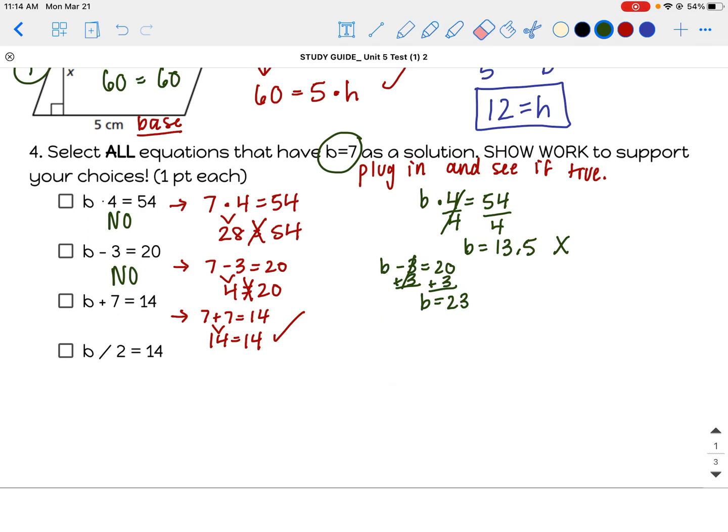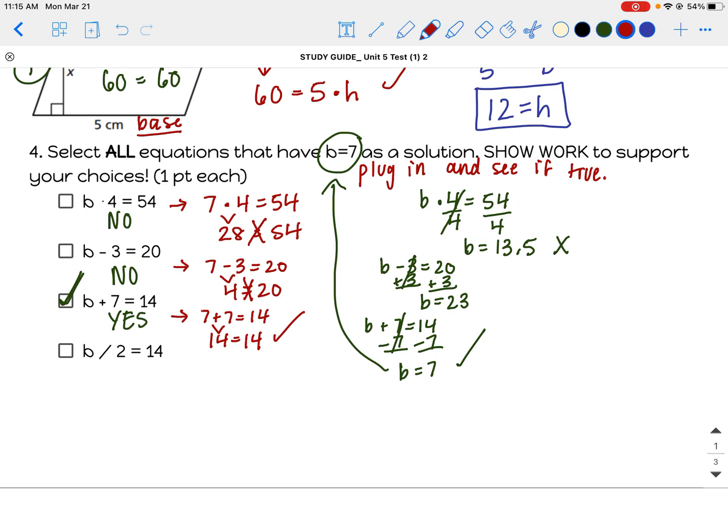We would solve for b, which we would do the opposite. b plus 7 equals 14. Opposite of adding 7 is subtracting 7 from both sides. b equals 7. See how that matches what we have up there, which also shows us that one's a solution.